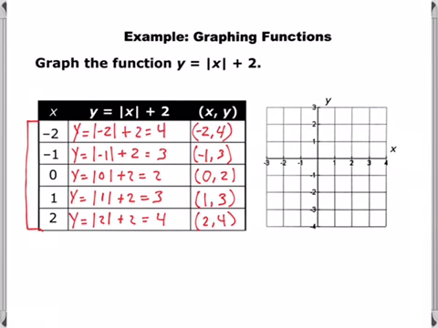And so the last part of this problem would be to graph it. So we're going to graph these points to see what our function rule looks like. So we've got negative 2, 4.